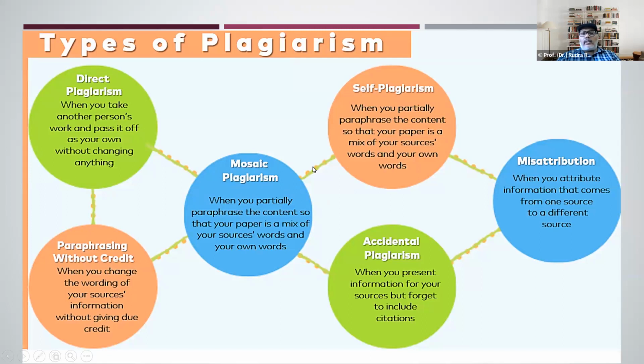So the name given: self-plagiarism, when you partially paraphrase the content so that your paper is a mix of your sources, words, and your own words. So something is changed, something is not changed. You are giving some of your sources, you are not giving some of your sources. So this is known as self-plagiarism. Means because whatever the content you are using is of your own paper.